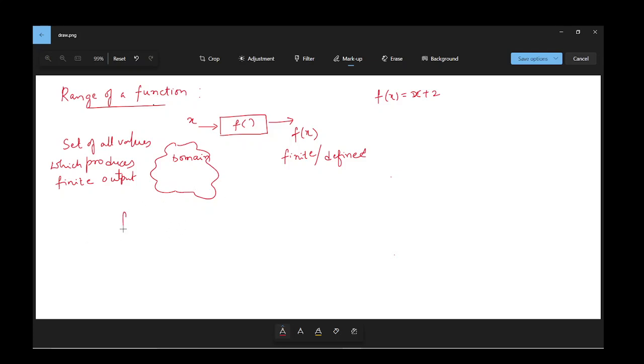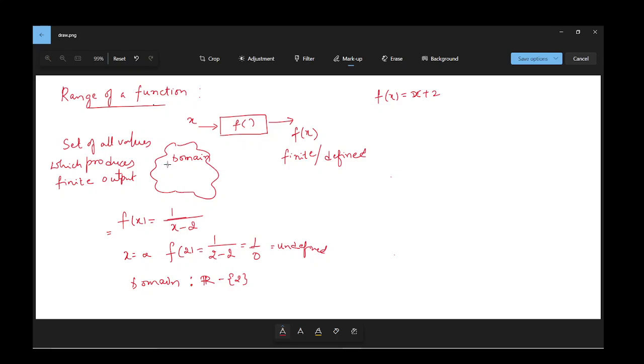For example, if f of x is equal to 1 by x minus 2, if you put x equal to 2, f of 2 is 1 by 2 minus 2, which is 1 by 0, which is undefined. So for this function, 2 does not belong to the domain. Except 2, all values will produce a finite output. So the domain of this function is all the real numbers except 2.